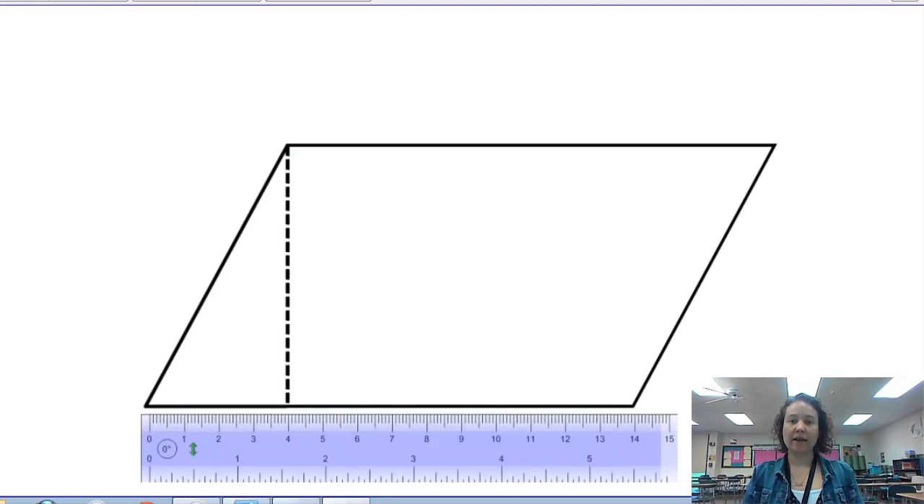Hi guys! Today I'm just going to be reviewing what we know so far about finding the area of a parallelogram or a triangle or a trapezoid, and then I'm going to talk a little bit about how to find area of irregular figures at the end.